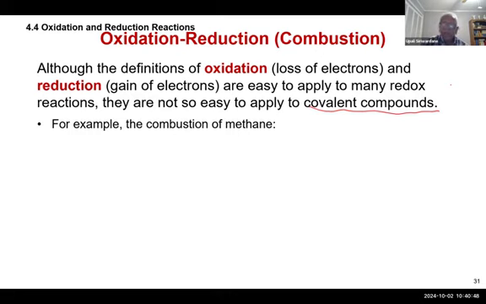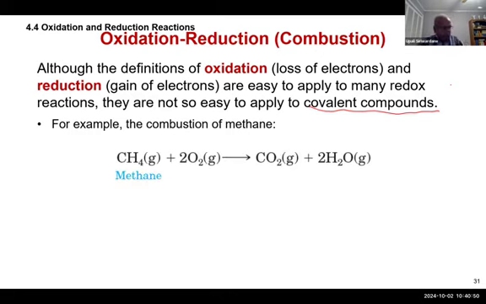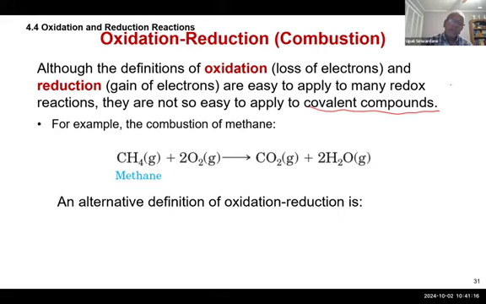For example, if you take methane, this is combustion. In previous slide, at the beginning, we defined combustion as an oxidation reduction reaction. But you cannot see ions here. Therefore, we use different terminology, alternative definition to describe the redox reaction. Here is what we use.